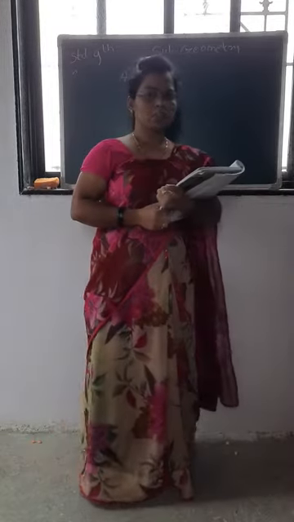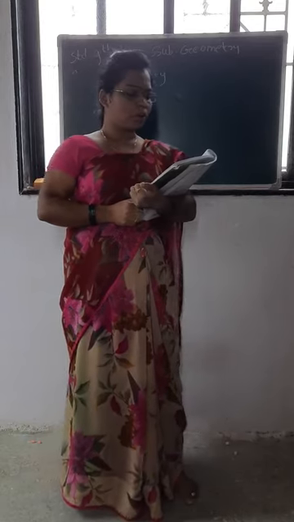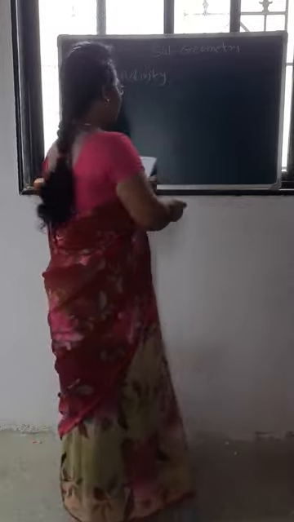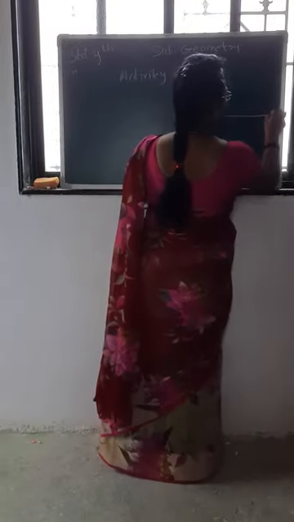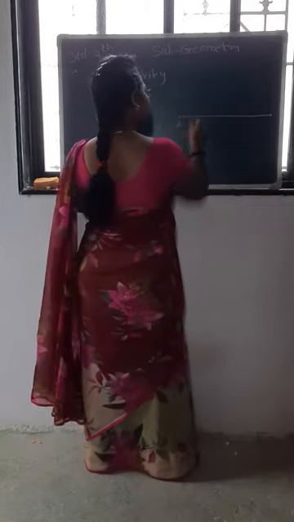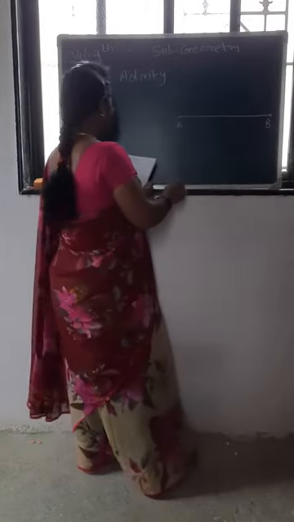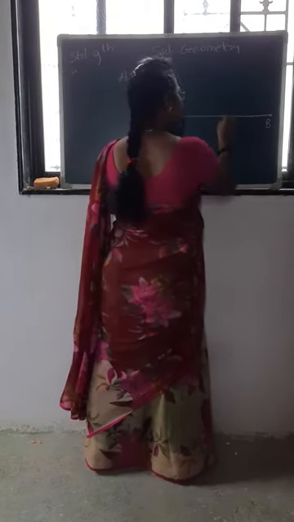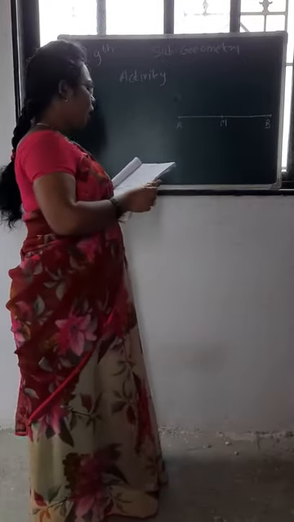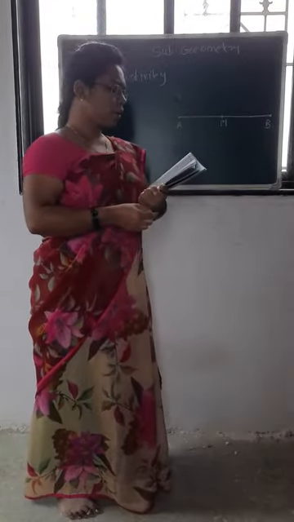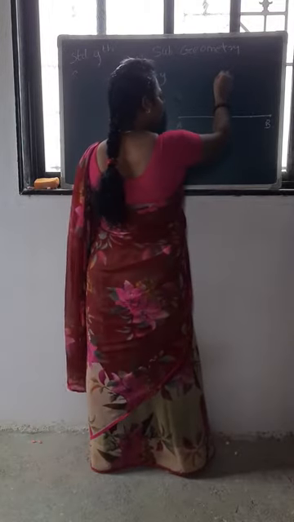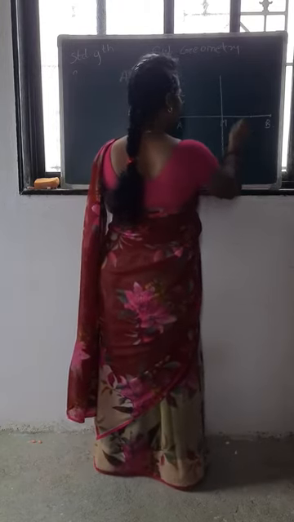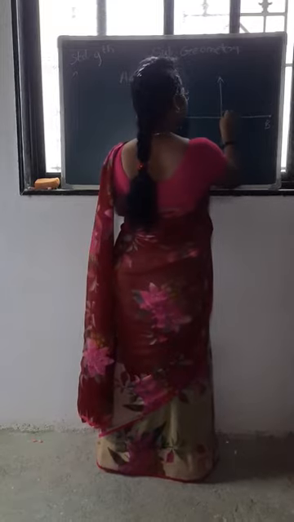Activity: draw segment AB of convenient length. Label its midpoint as M. Then draw a line passing through the midpoint of AB and perpendicular to segment AB.